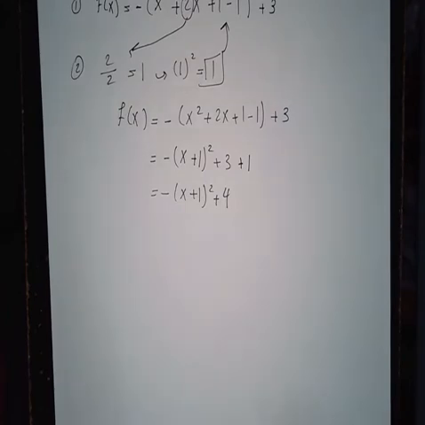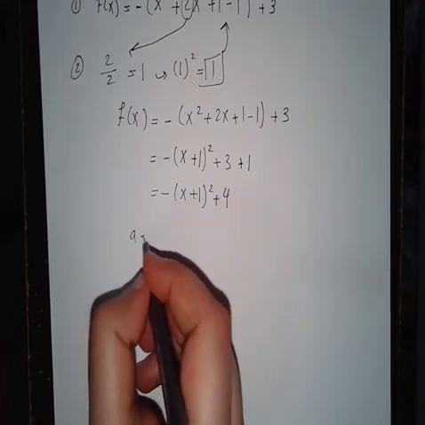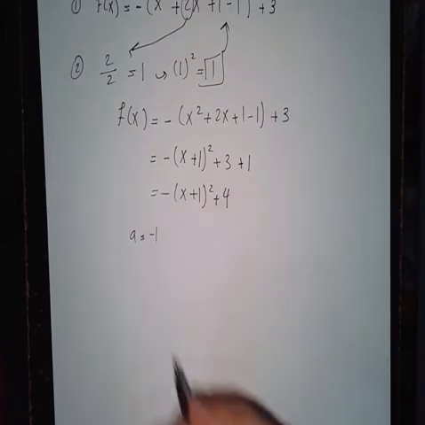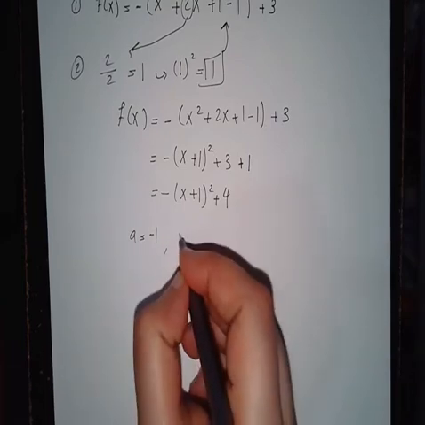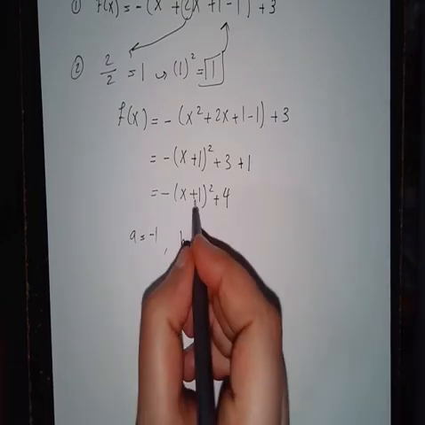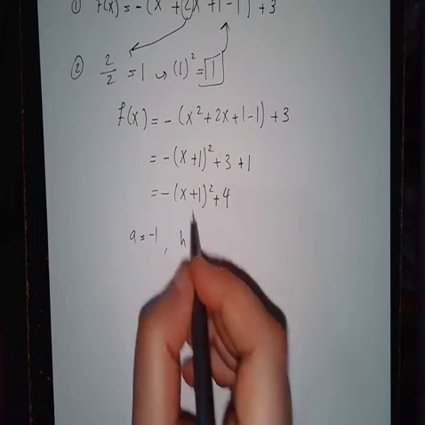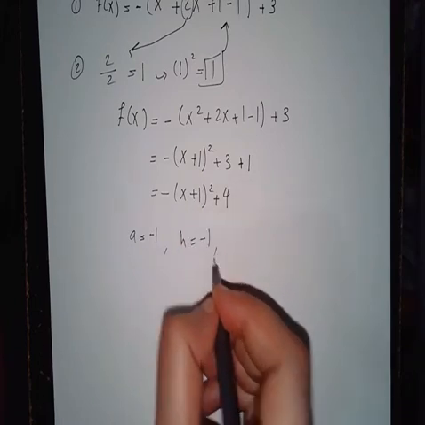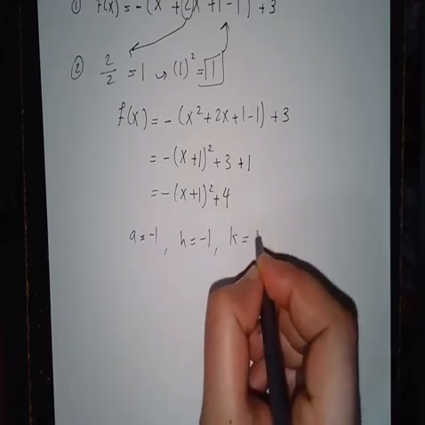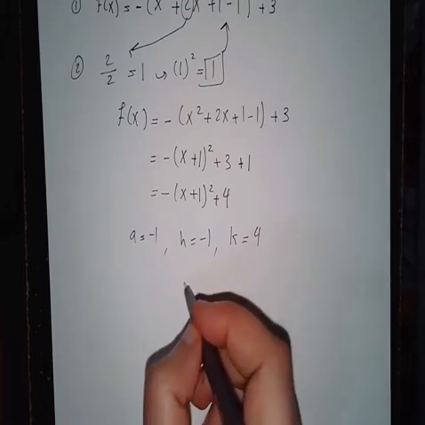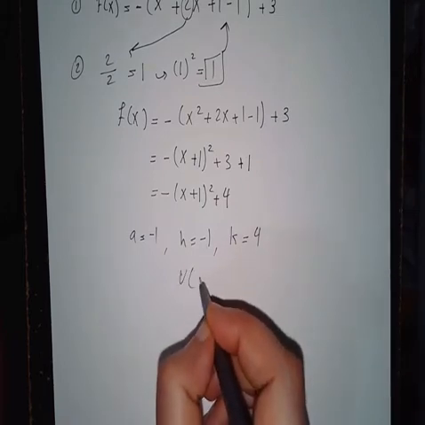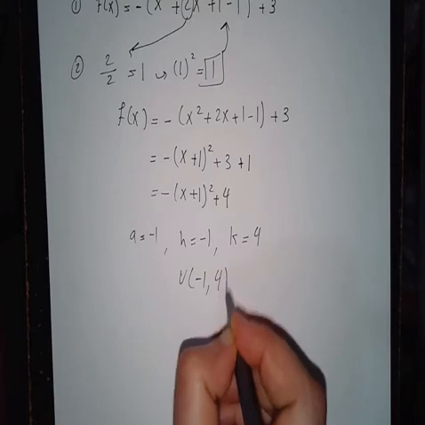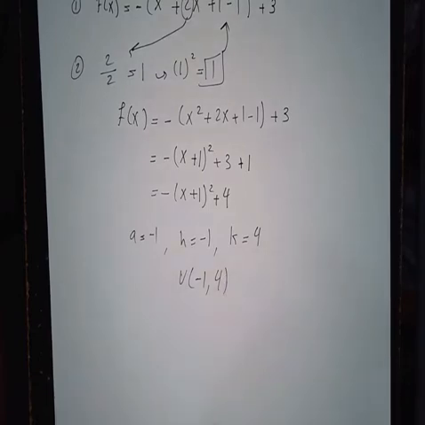Now, can you tell me what A is? A is the negative over here, so it's just negative 1, right? What's your H? It's obviously going to be negative since we have an addition in here. So it's negative 1. And your K is positive 4. And the vertex point is negative 1, positive 4. Yeah? So that's my vertex function.